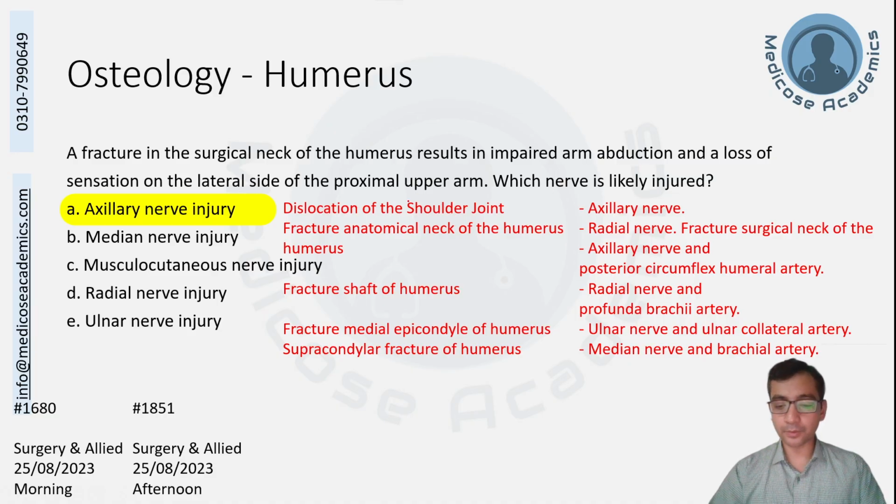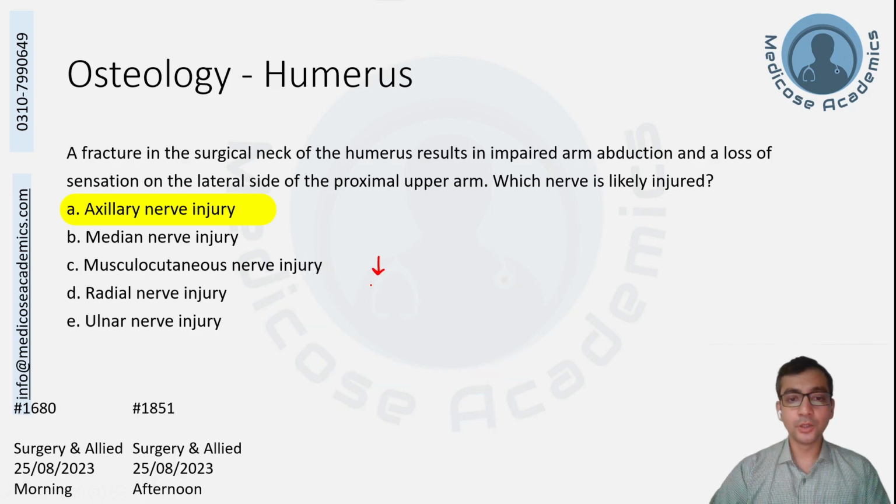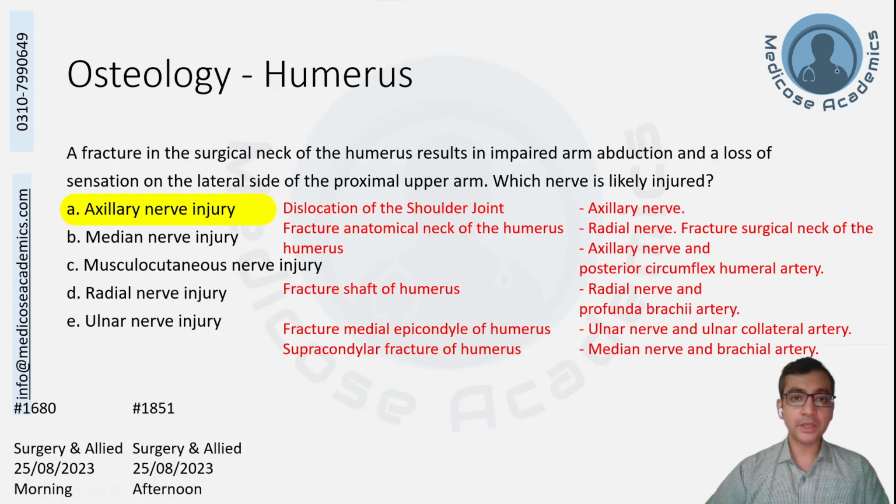So a few more questions that can be asked from this. Dislocation of the shoulder joint: if I show you the picture again, when humerus head is dislocated, it moves downwards before moving either anteriorly or posteriorly. So it leads to the injury of axillary nerve. Fracture of the anatomical neck, radial nerve. Fracture of the surgical neck, axillary nerve, as was in this question.